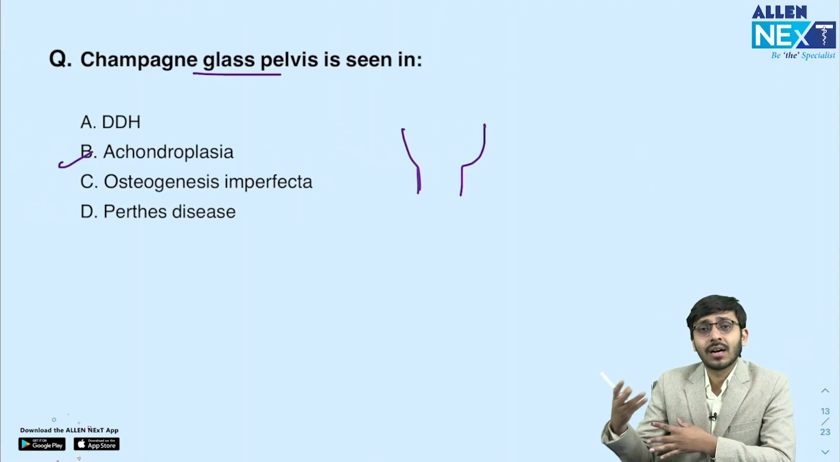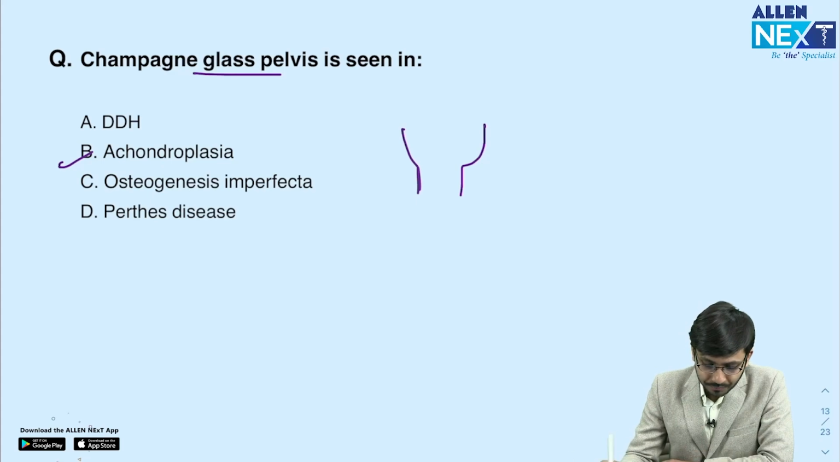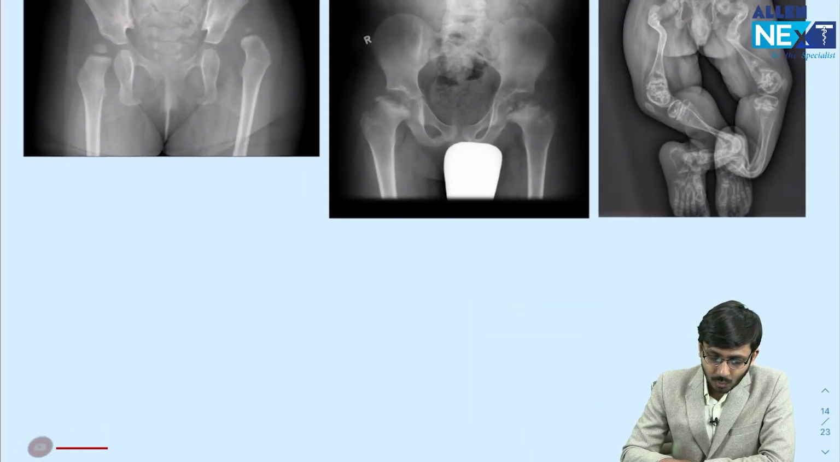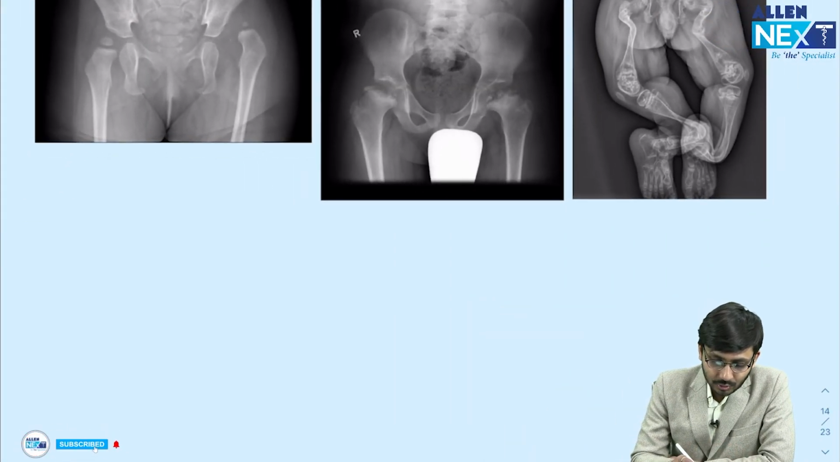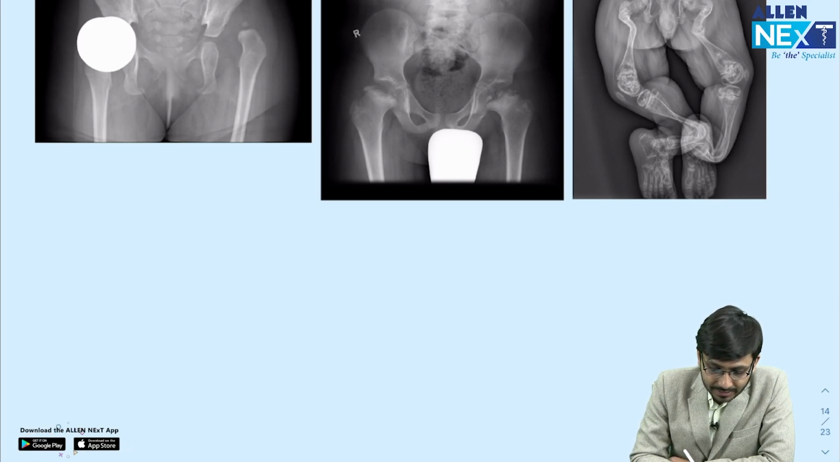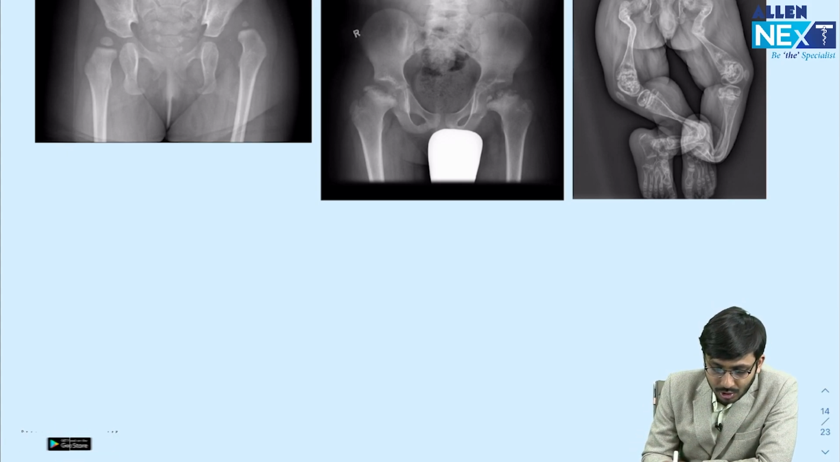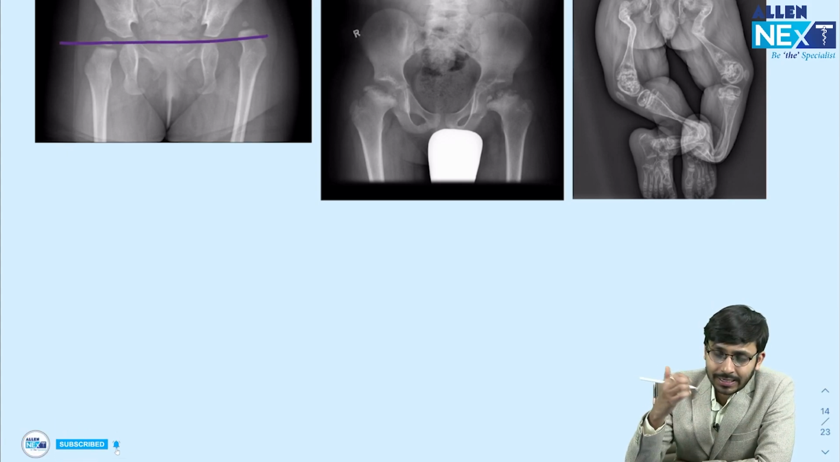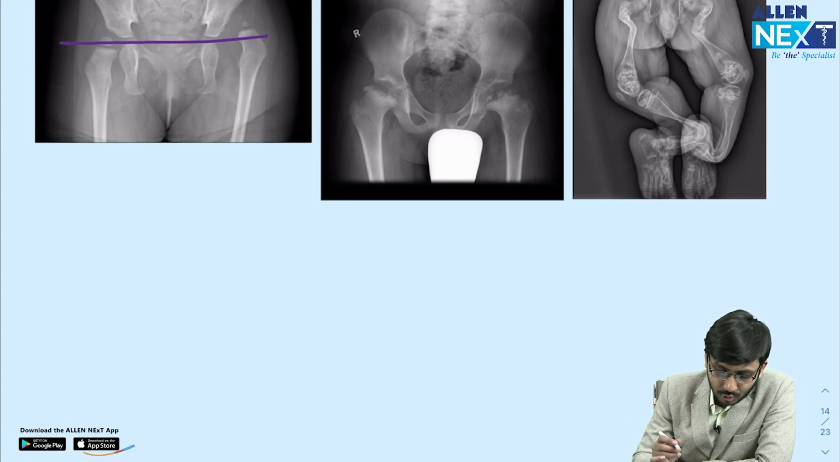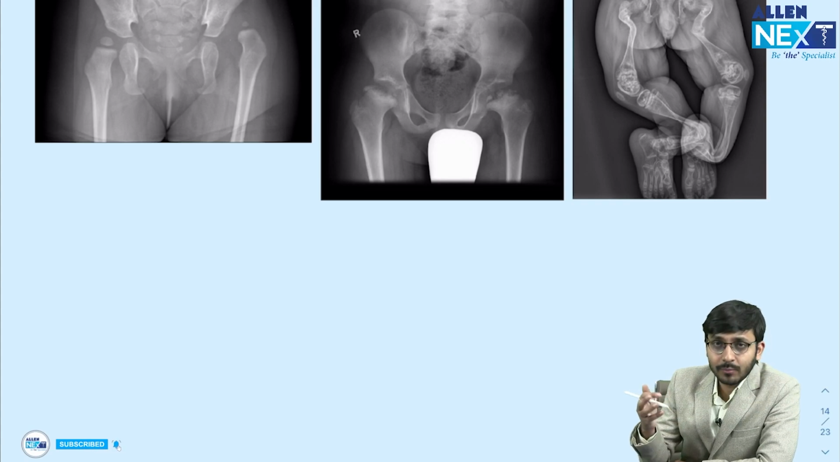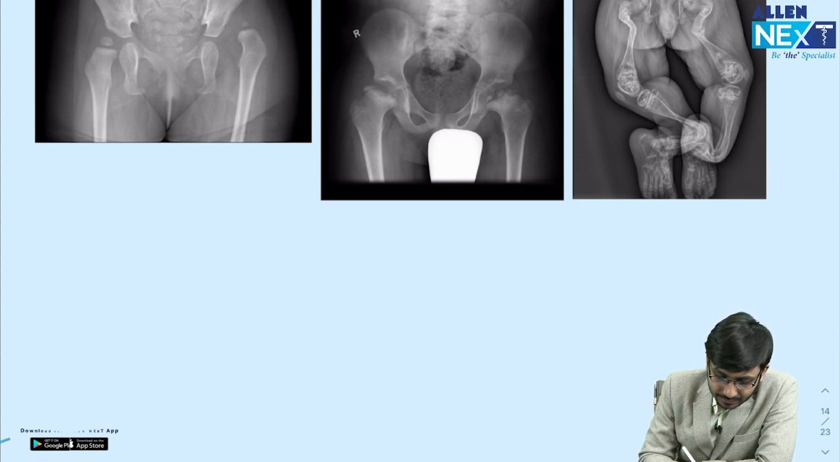Now let's just discuss the other options also. So DDH, what will be the imaging findings? Typically the femoral head lies in the inferior-medial quadrant. So what are we talking about? We draw two lines. This is known as the Hilgenreiner line. So we draw two lines in the pelvis to locate the femoral head. Okay, and the femoral head lies in the inferior-medial quadrant.